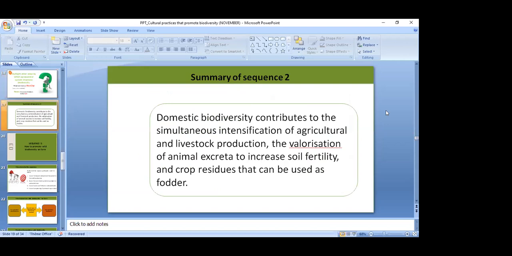Now, to the summary of what I've been discussing: domestic biodiversity contributes to the simultaneous intensification of agricultural and livestock production, the valorization of animal excreta to increase soil fertility, and crop residues that can be used as fodder. Those are the things we all mentioned.